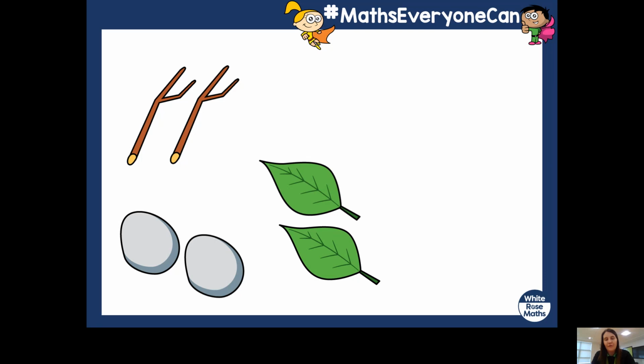If you can't go for a walk, that's okay. Have a look around your home. Can you explore making pairs around your home? You might find 2 socks, a pair of socks, or a pair of shoes. Okay, so have an explore either on a walk or in your houses, explore making pairs.